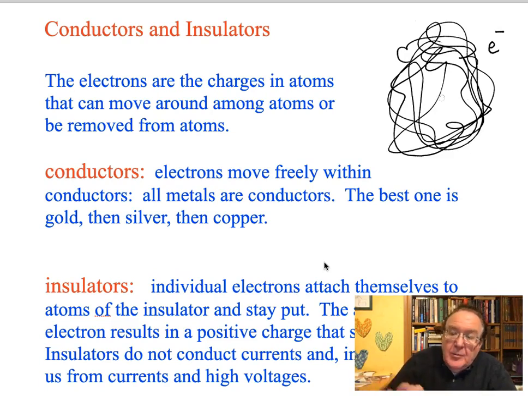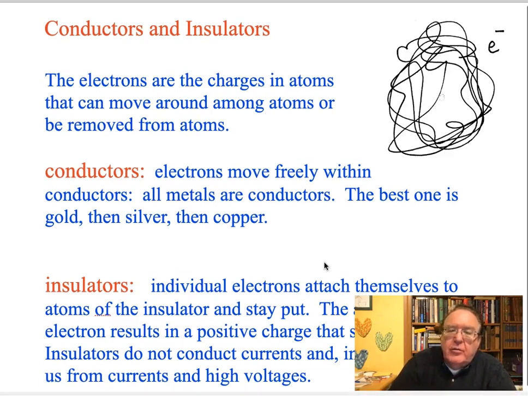Okay? And the absence of an electron on a region, on an atom and so on, is equivalent to a positive charge, and that positive charge also stays put. So if you put charge on an insulator, it simply stays where it is. If you put charge on a conductor, it'll just move freely wherever it needs to move.